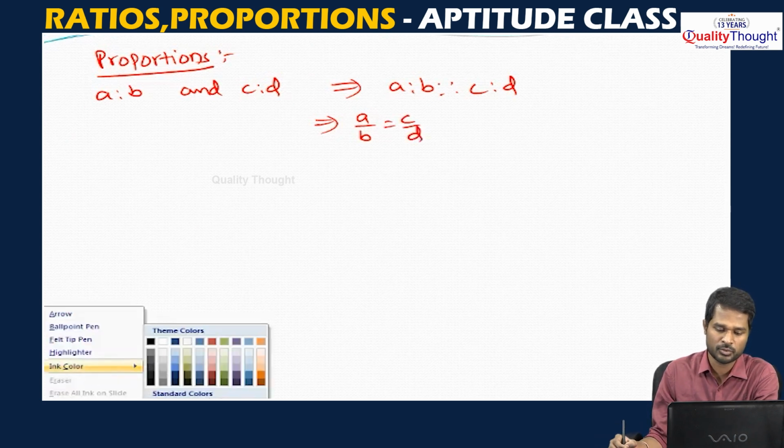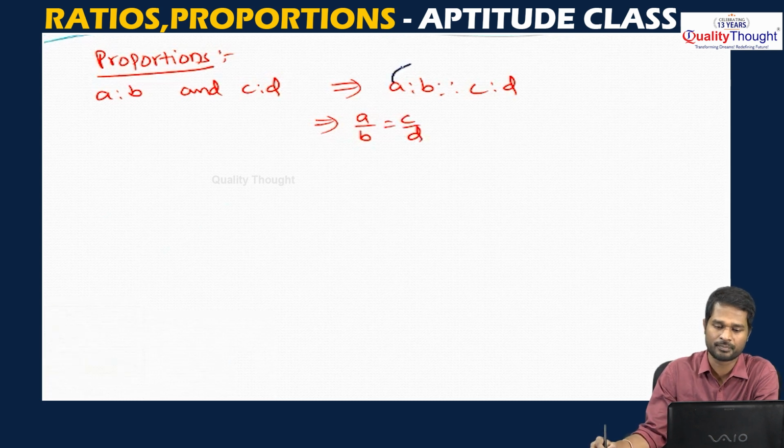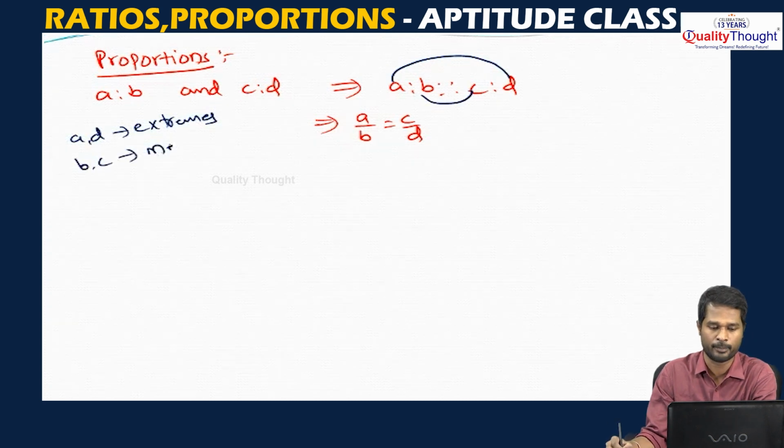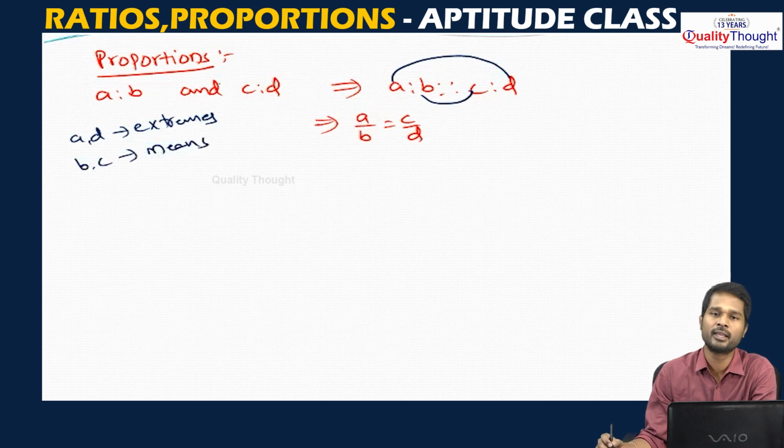Here the values A and D are called the extremes, and the values B and C are called the means. So, A and D are called the extremes and B and C are called the means.